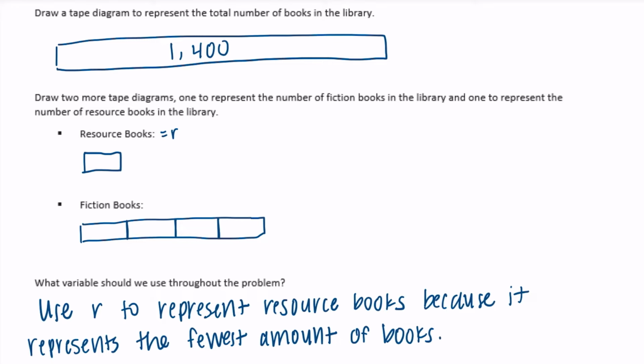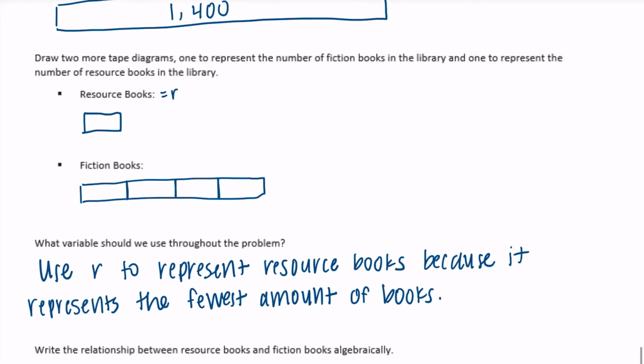So write the relationship between resource books and fiction books algebraically. So if we know that R is equal to resource books, then 4R is equal to the number of fiction books.